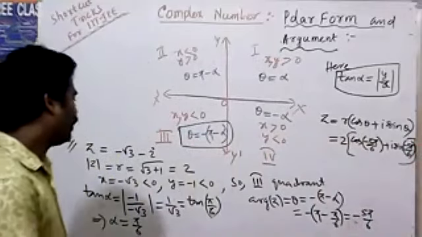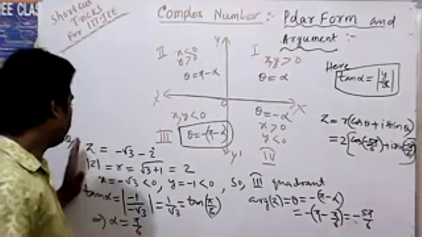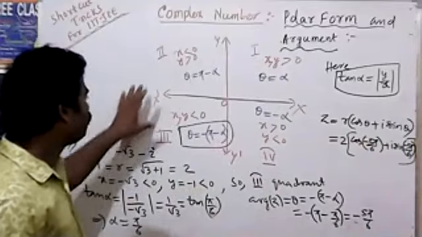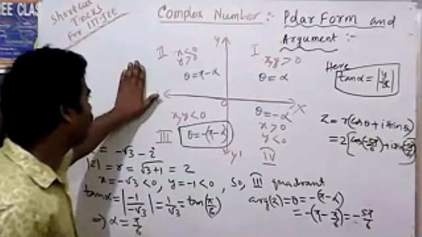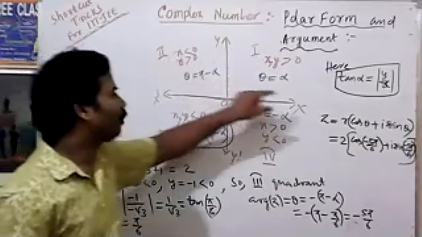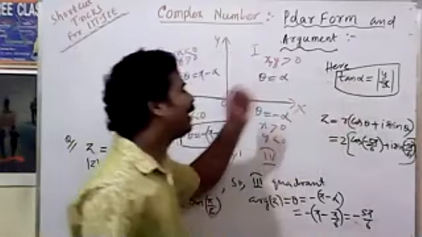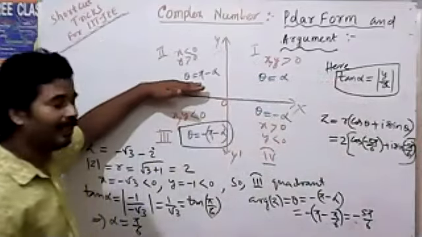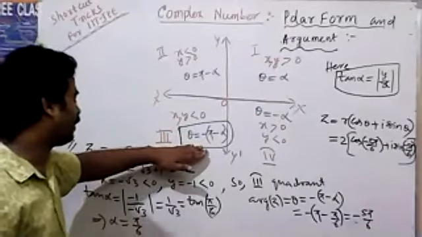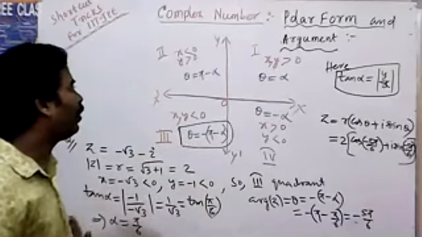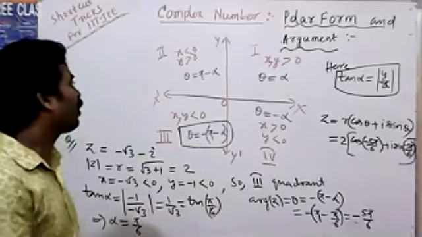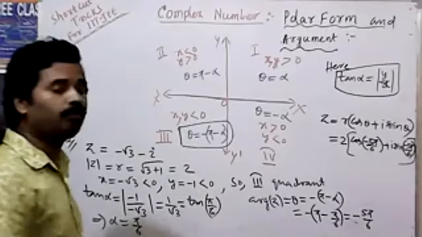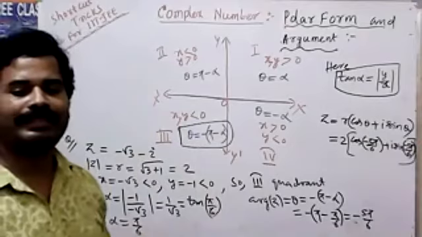Now you are clear about the polar form and argument, and how you can find them easily. Find the argument by this technique: find the alpha value first. Then theta is equal to alpha, theta is equal to minus alpha, theta is equal to pi minus alpha, and theta is equal to minus pi minus alpha. This way we can find the argument, or amplitude, of a complex number and the polar form very easily.